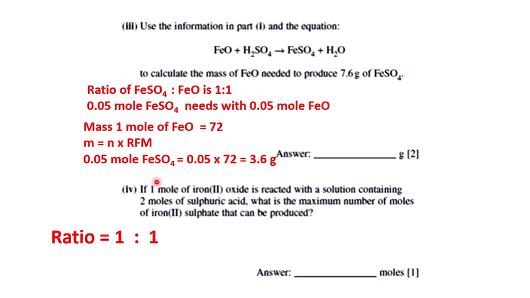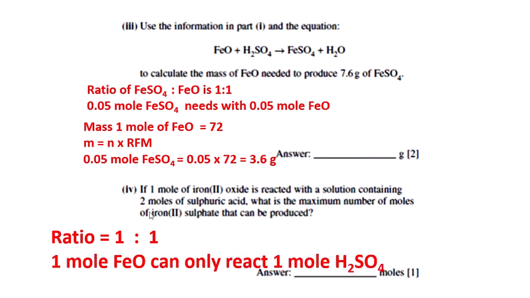Now this is the same sort of thing. So what they have here is 1 mole of this, but 2 mole of this. Now what that means is that 1 mole of this could react with 1 mole of this. So 1 mole of FeO can react with 1 mole of H2SO4. So that's all that we can get used up. So the answer is 1 mole.